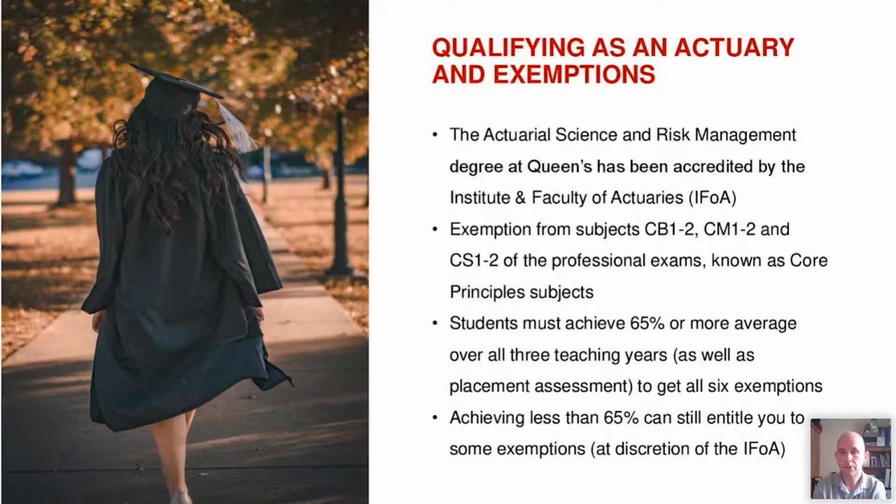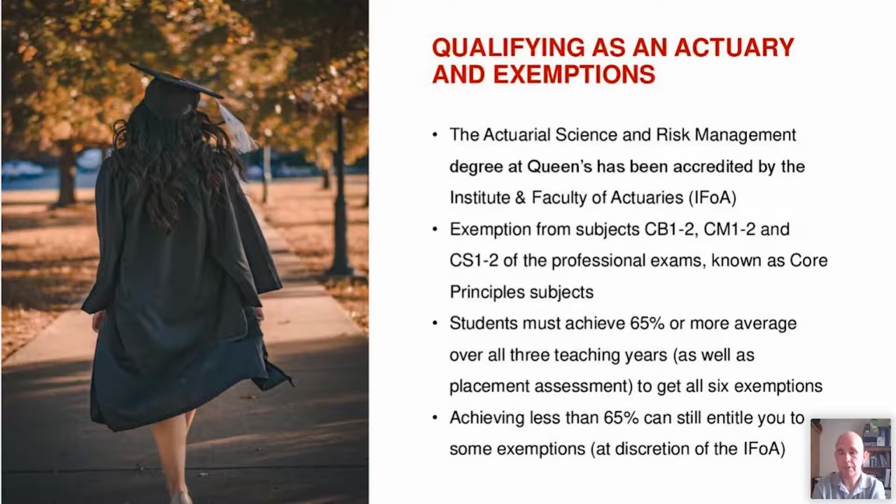To qualify as an actuary in the UK and Ireland, you have to pass 13 professional exams. Our degree in Queen's University has an accreditation agreement with the Institute and Faculty of Actuaries, where students may obtain exemptions from the first 6 exams. So that's CB 1 and 2, CM 1 and 2, and CS 1 and 2.